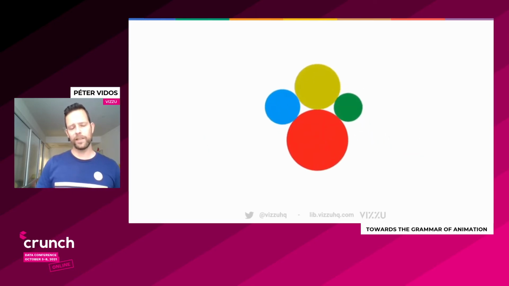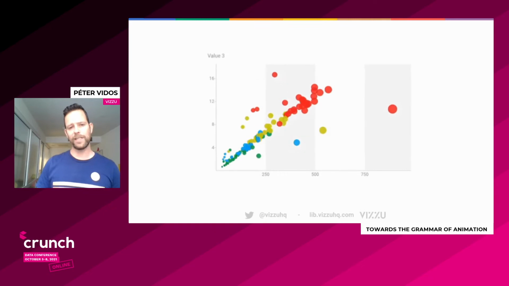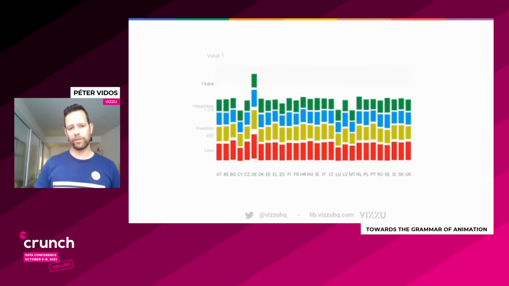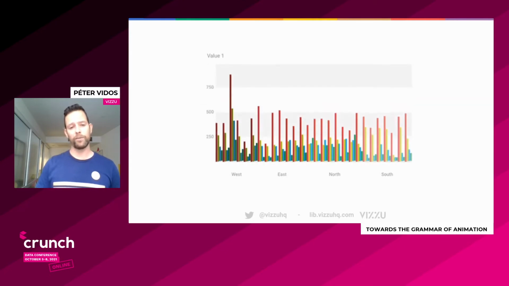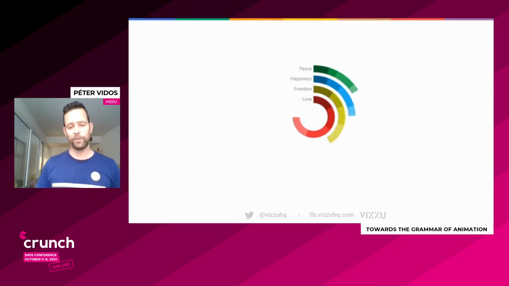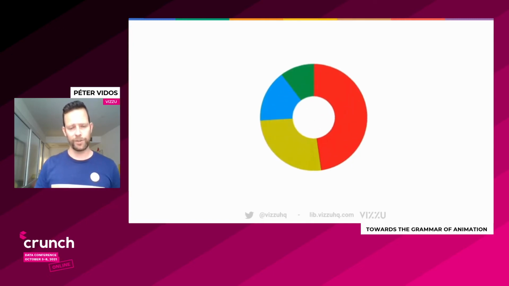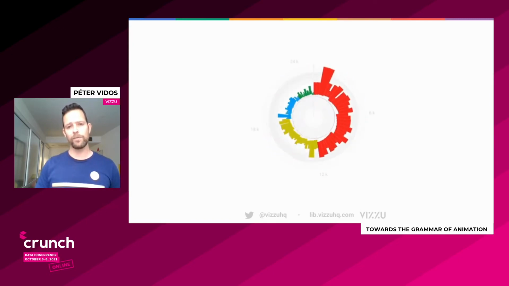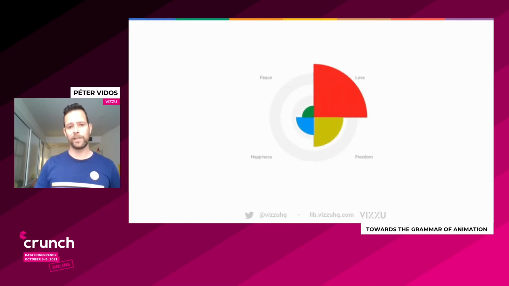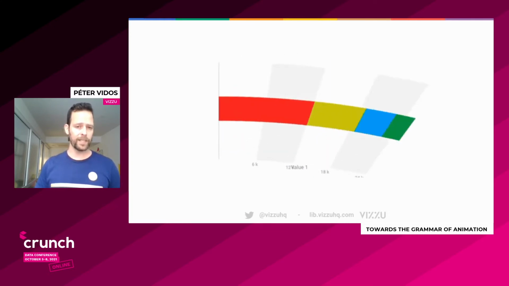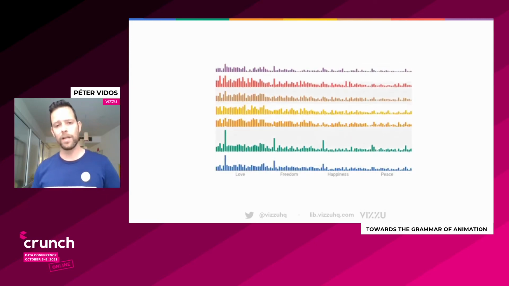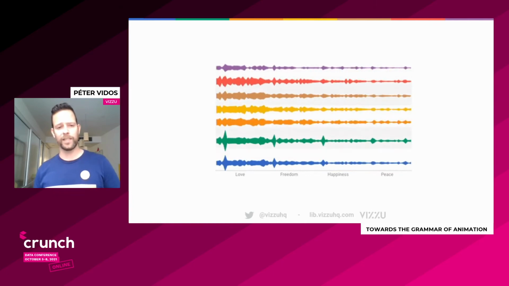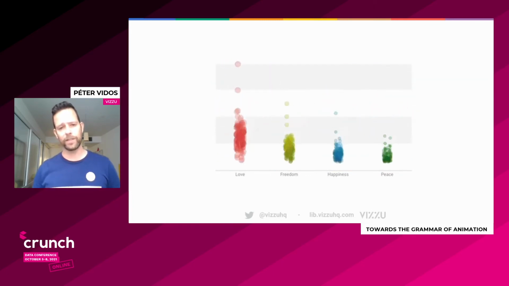Then we started looking at these transformations and tried to understand which are the ones that are easy to follow and that work well for a viewer, and which are the ones that just puzzle the user. And by doing so, we discovered a set of rules. These are rules of the grammar of animation, and we don't feel that this is a complete set yet.